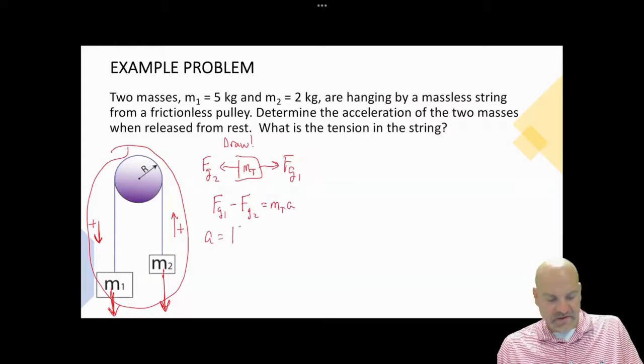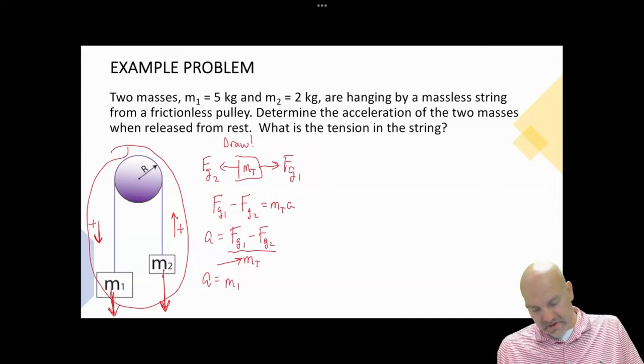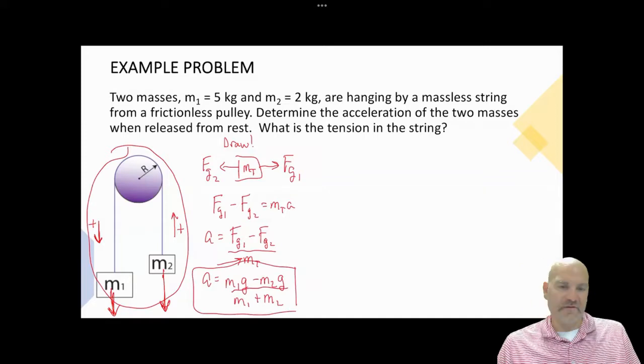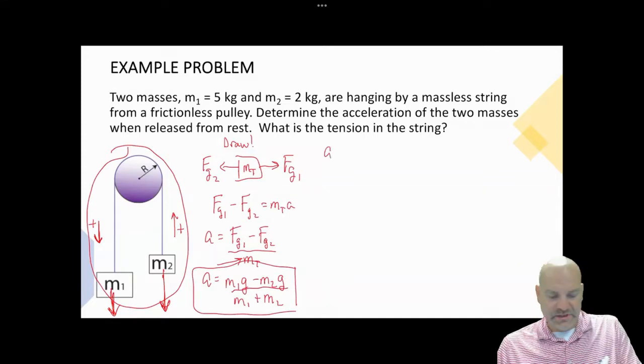And since we're looking for acceleration, we're going to simply divide Fg1 minus Fg2 over m total, right? And there's our red flag that we're always going to divide by total mass when we're finding acceleration. But we know that Fg is mg, right? And so this is our acceleration of an object with an Atwood machine.